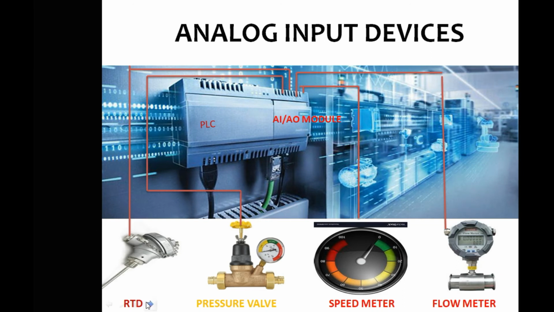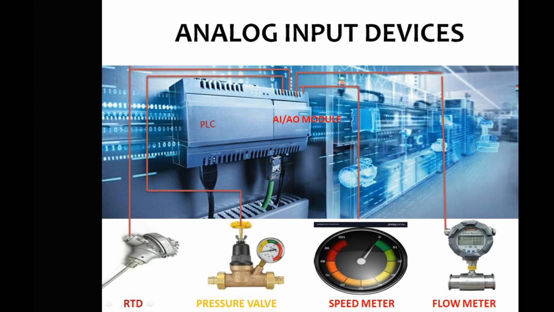So friends, this is the RTD and this is the thermocouple, which are used for temperature, and this is the pressure sensor. Pressure is used for any kind of liquid or any kind of device. And this is the speed meter, which controls the speed of any kind of motor or pump. And this is the flow meter, which measures how much liquid or gas is flowing in the pipe. That is when you use this flow meter.